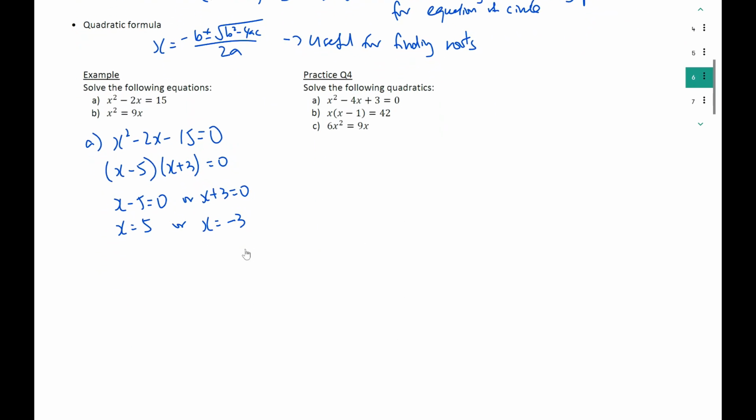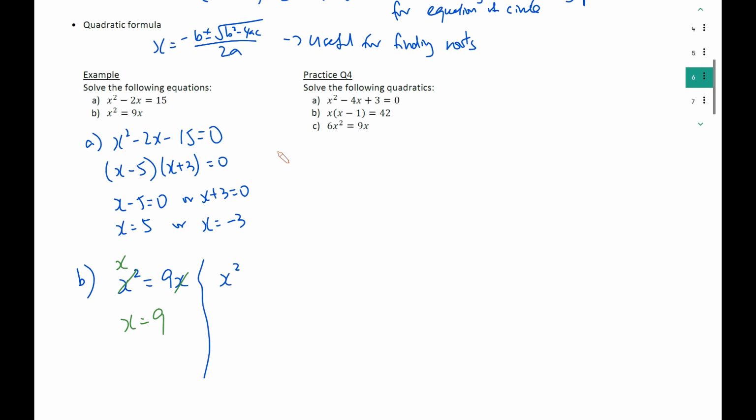I would like you to pause the video first, have a go at part B, see what answers you have got for part B. Alright, when you're ready, you can press play. So for part B, I assume a lot of students would have done this. Okay, if you haven't seen this before, a lot of you would have done this. Cancel the x, so then you get x equals 9 as the final answer. However, this is wrong because you're missing out one answer.